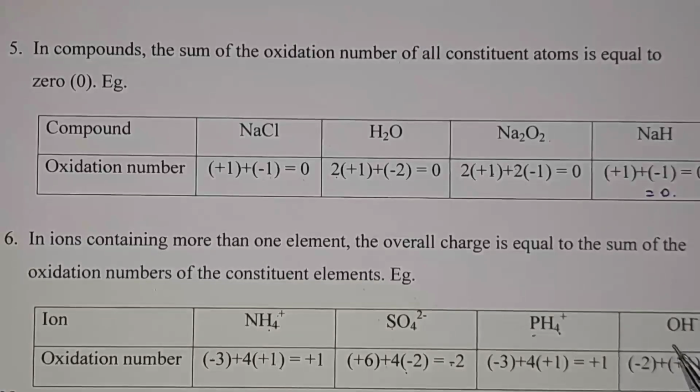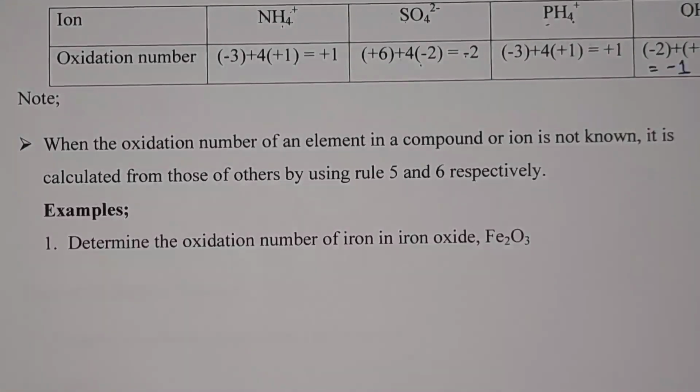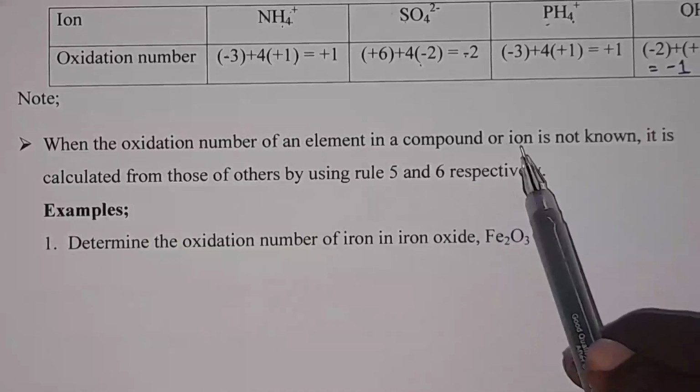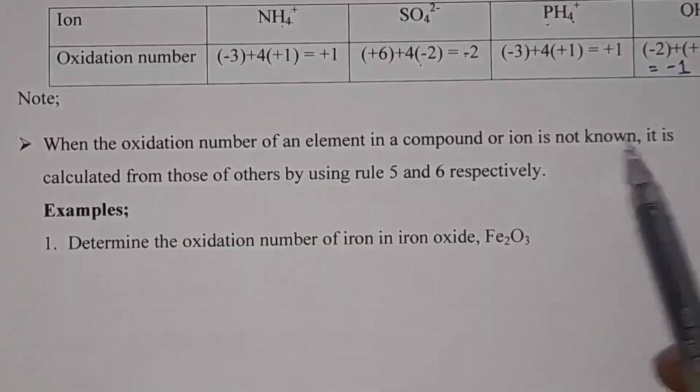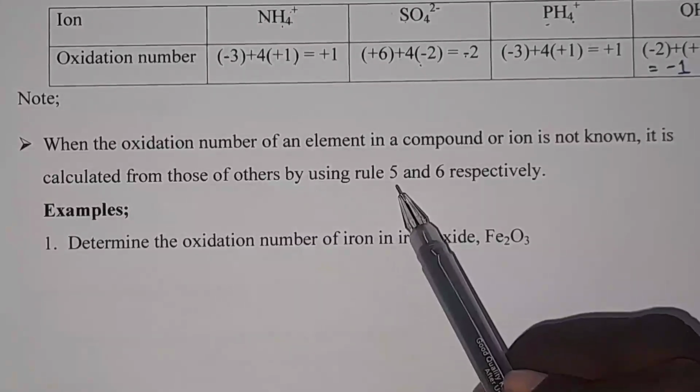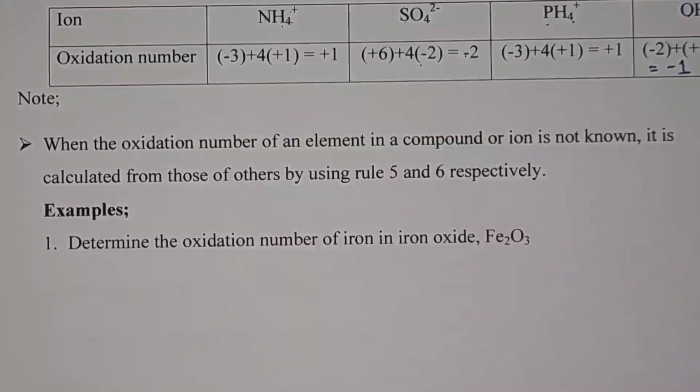Here we have the hydroxide ion. Here we have oxygen, whose oxidation number is negative 2, plus hydrogen, which is positive 1 also. When we put this, we are going to get negative 1 as our overall oxidation number, which is the charge. Next, we are told, note, when the oxidation number of an element in a compound or in an ion is not known, it is calculated from those of others by using rule number 5 and also 6 respectively.